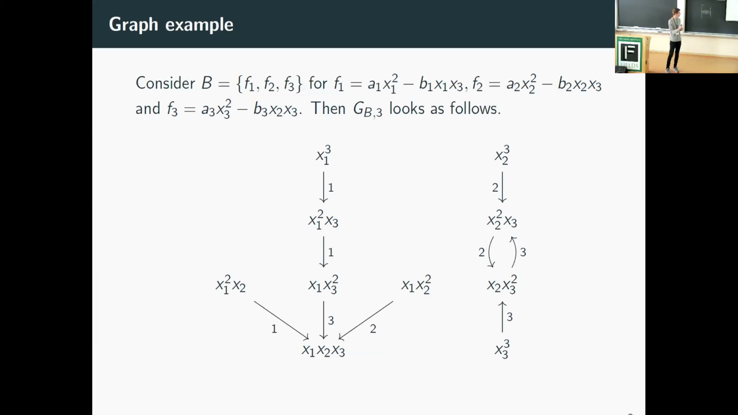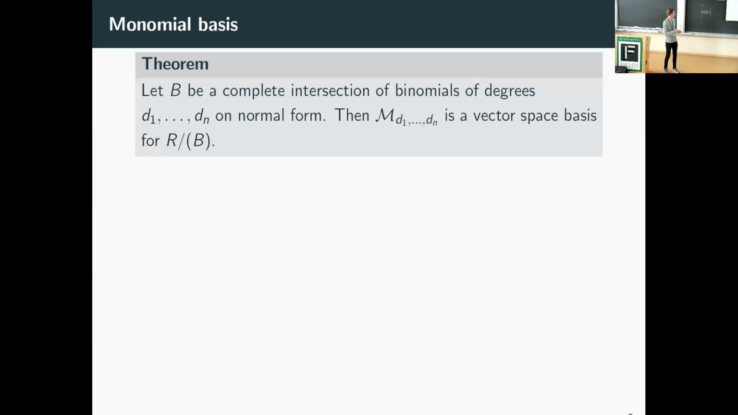Okay, so what can we now say about these? Well, we have the following theorem. Say we have B a complete intersection of binomials on normal form of some degrees d1 up to dn. Then the corresponding monomial complete intersection basis, M d1 to dn, will also be a vector space basis for the quotient here in the binomial case.